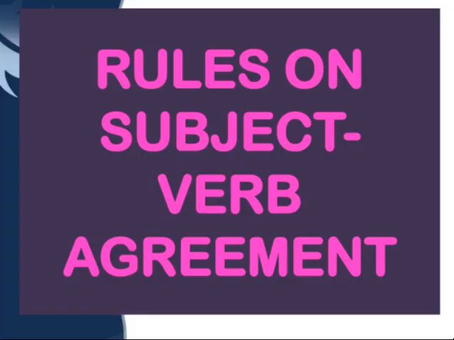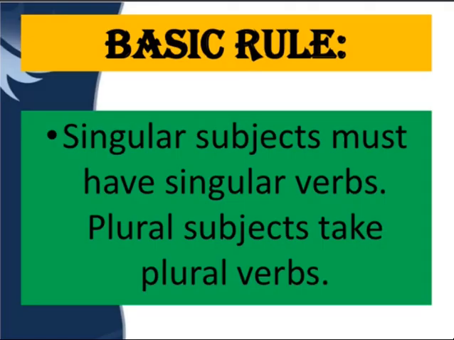Now let's have a look at the rules on subject-verb agreement. The very basic rule is that a singular subject must have a singular verb. It's a simple thing. Plural subjects take a plural verb. Students, take an example. For example, I am giving you a sentence: I am going to school, and we are going to school.